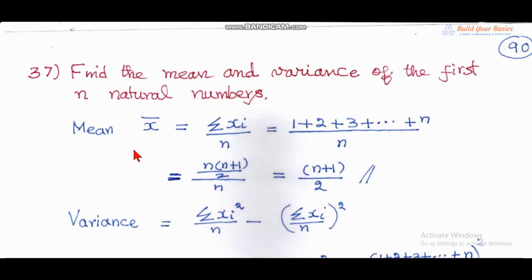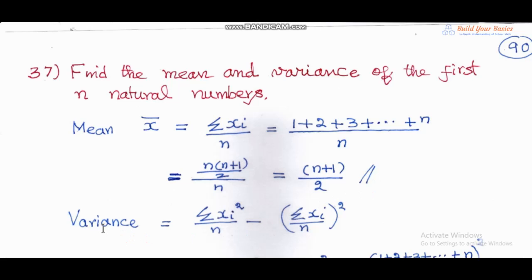Mean x bar equal to sigma xi by n. That is 1 plus 2 plus 3 plus dot dot dot plus n whole divided by n. Numerator, sum of the first n natural numbers. So n into n plus 1 by 2 whole divided by n. N will get cancelled. So n plus 1 divided by 2. That is the mean of the first n natural numbers.